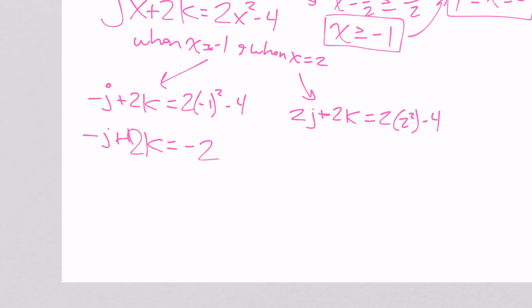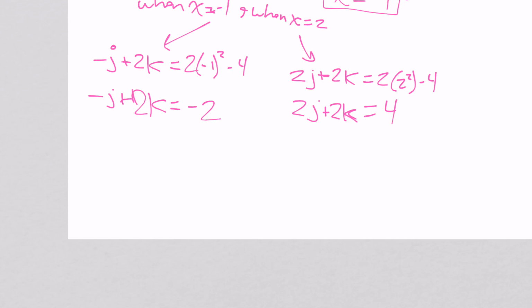Let's simplify the other one. 2 squared is 4, times 2 is 8. 8 minus 4 is 4. So I have 2j plus 2k equals 4. We have a system of equations, two equations with j and k, so solve it. On the left, let's solve for 2k. Add j to both sides: 2k equals j minus 2.